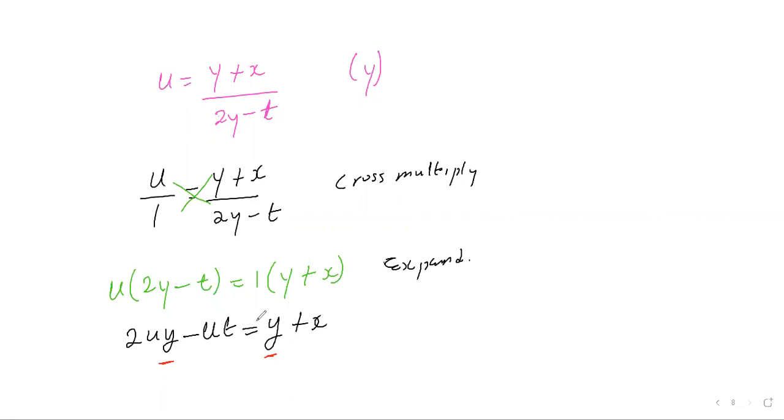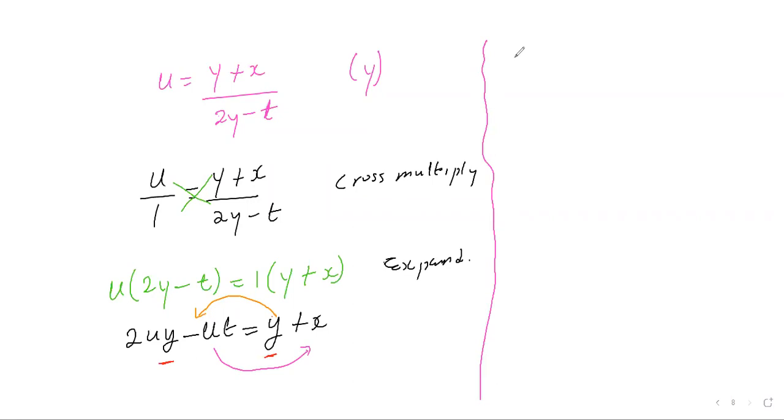Okay, so watch this now. You are going to group them. You group all the y at one side. So I'm going to move this y here to this side, and I'm going to move the ut to the other side. I repeat, I'll move the u and t to this side here. So I'm going to balance them off. So when I come here now, this is what I'm going to do.